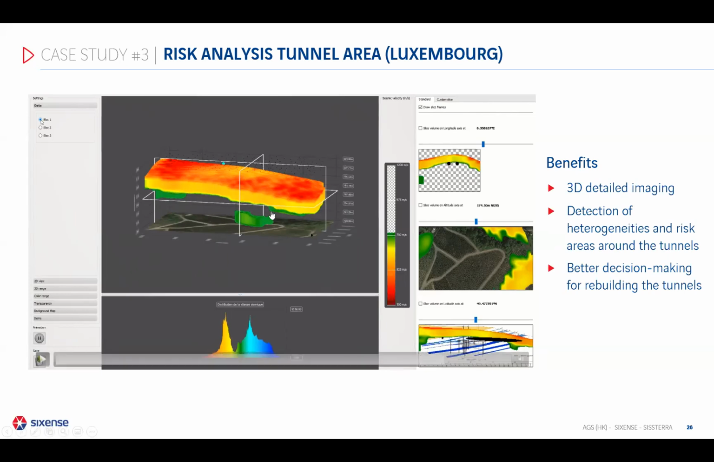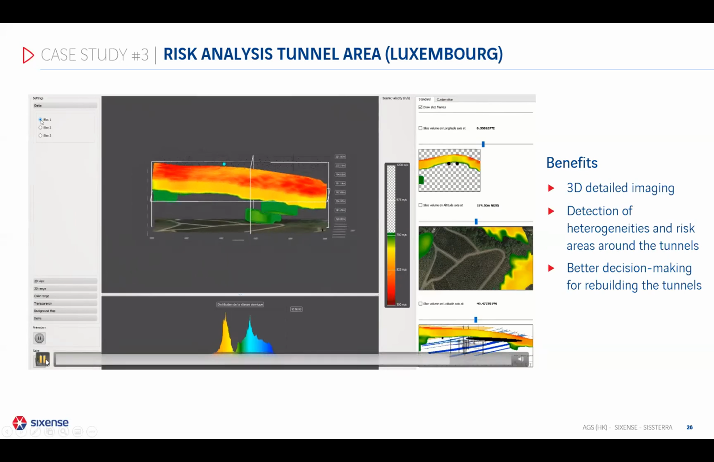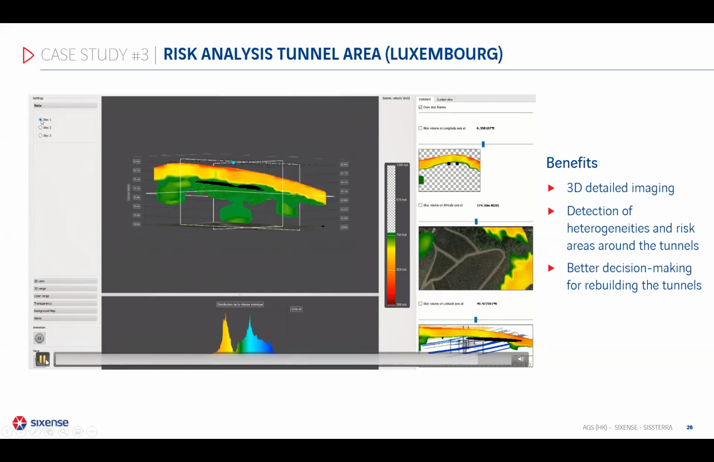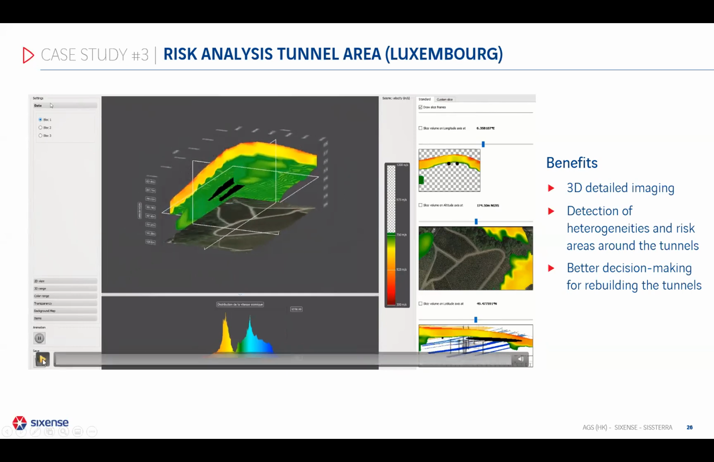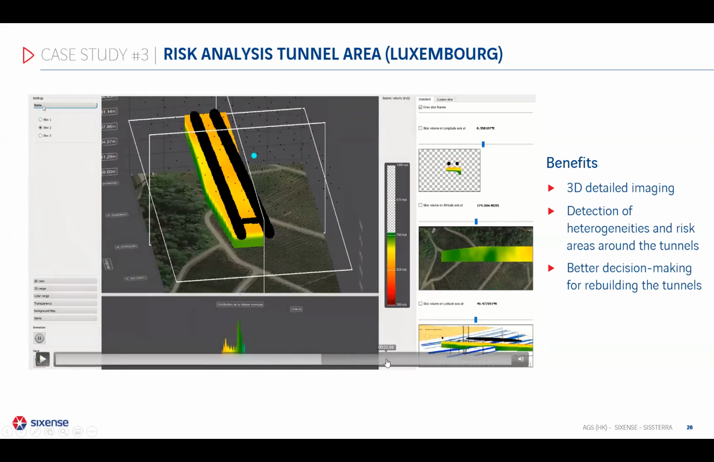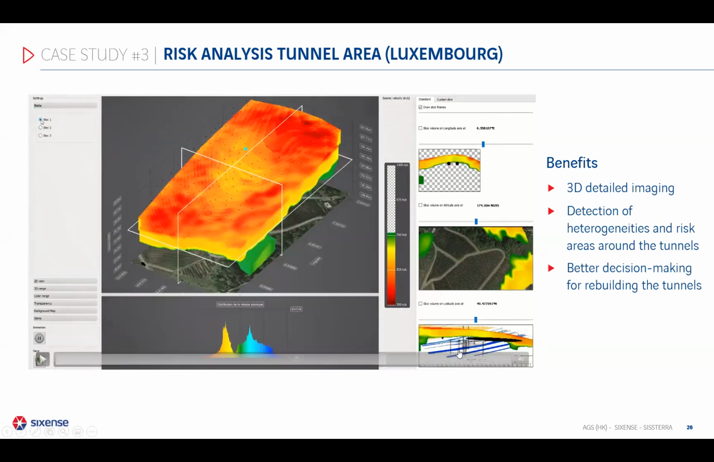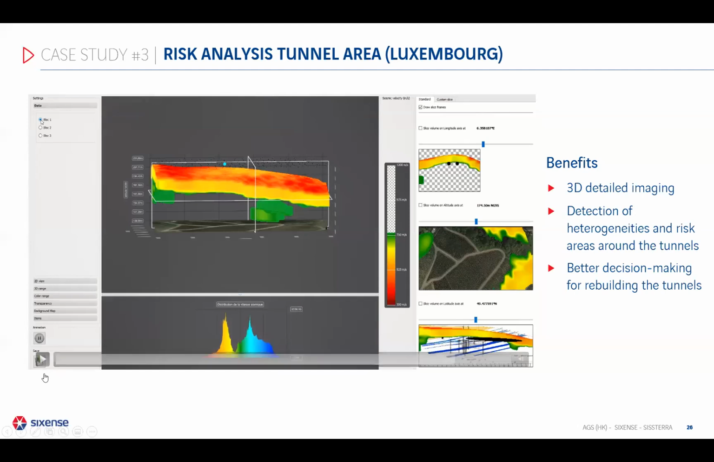Two of the main anomalies were also observed in the borehole geotechnical analysis, but we also observed another area of low velocity on the other side of the entrance of the tunnel. These results were very important for the client, who was looking for a detailed image of the subsoil, same as Clément said before.